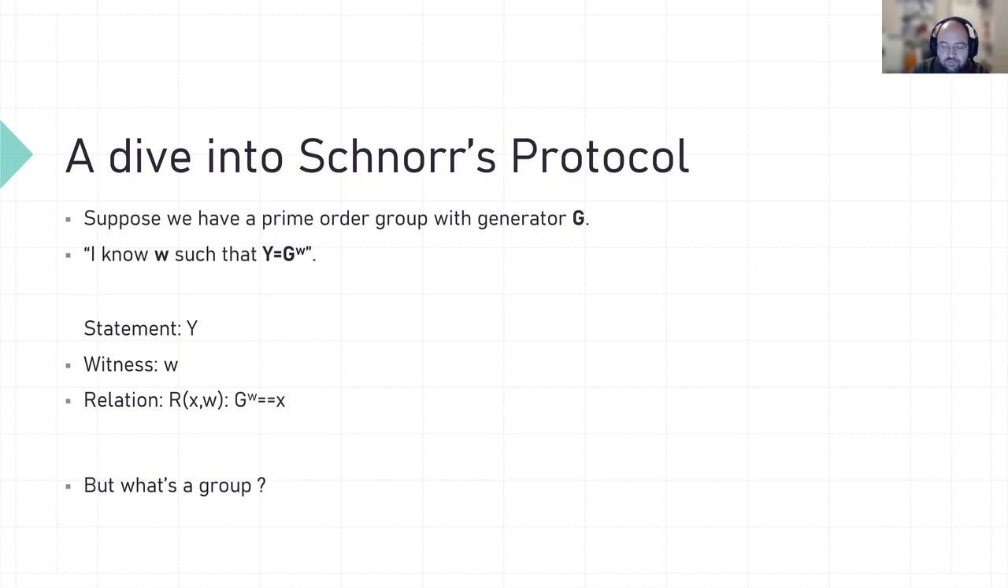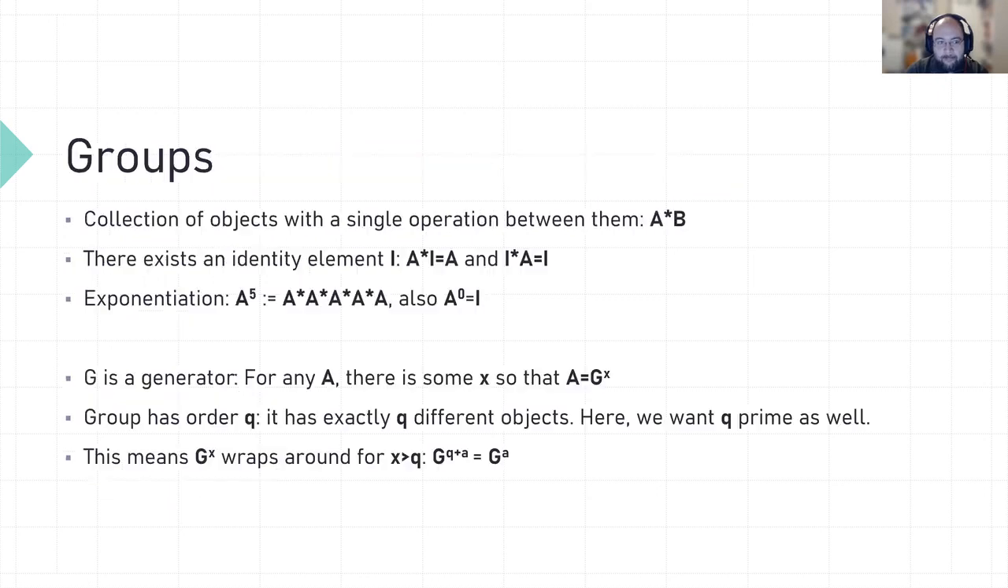And as I mentioned, people might or might not know what a group is. So a group is a mathematical construct that is very, very heavily used in zero knowledge cryptography. We're going to go through groups in a very quick way. We're not going to cover everything, but we're going to do essentially the bare minimum, if that, so that the protocol makes sense. So groups are collections of objects that have a single operation between them. And for this talk, we'll call that operation multiplication.